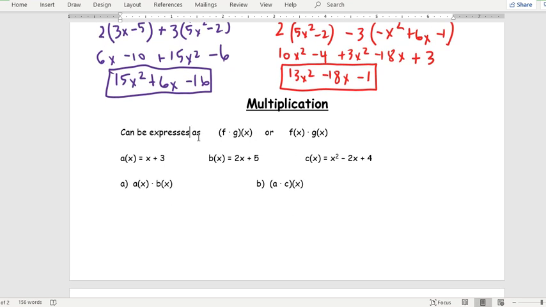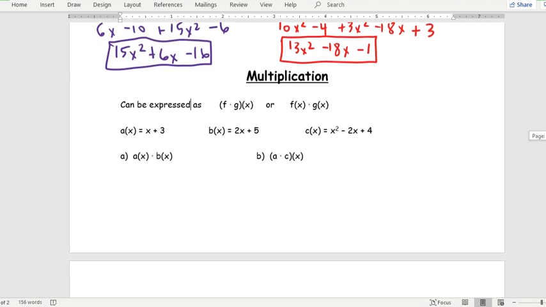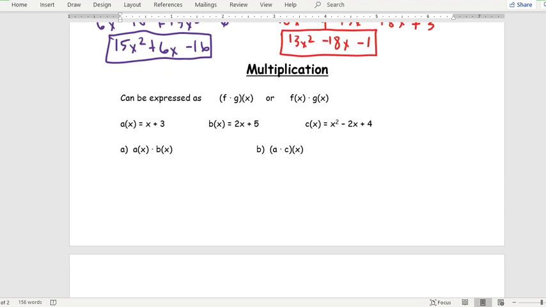Can be expressed as f times g of x or f of x times g of x. Okay, so let's look at a of x times b of x. That would be x plus 3 times 2x plus 5. So we can multiply those with the FOIL method. You could use the box method, or you can just do the distributive property several times.